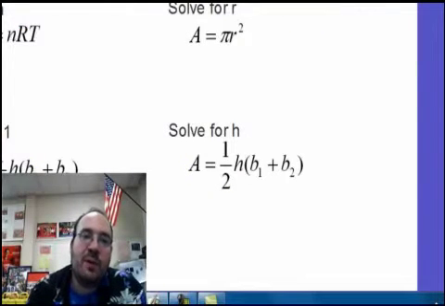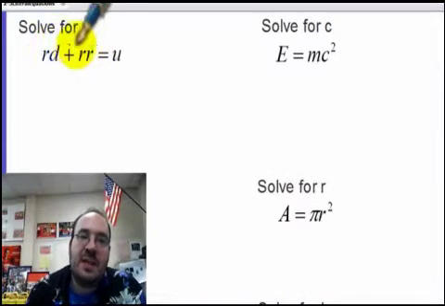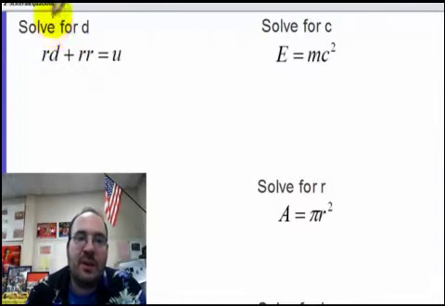And then let's do one more for you here. I want to solve for D here. So if I want to solve for D, by the way, you see this formula? RD plus RR equals U. You know what that is?